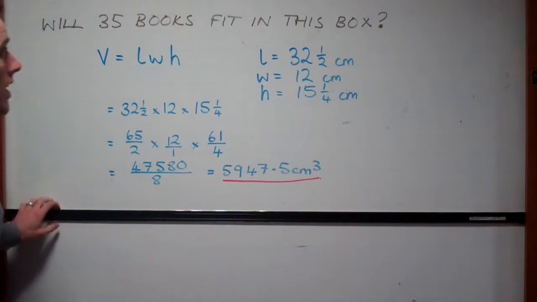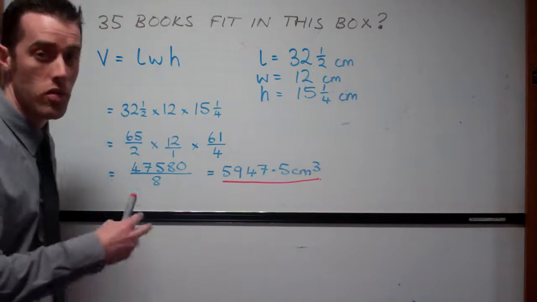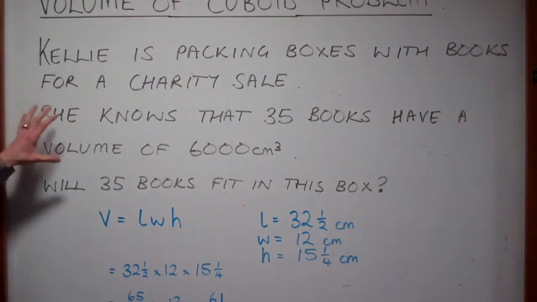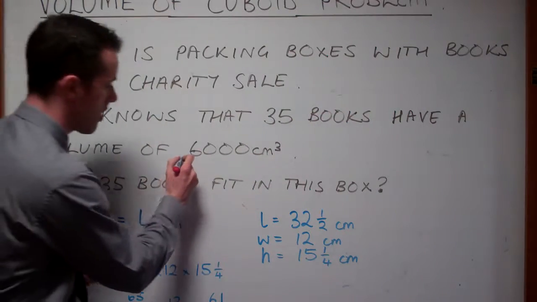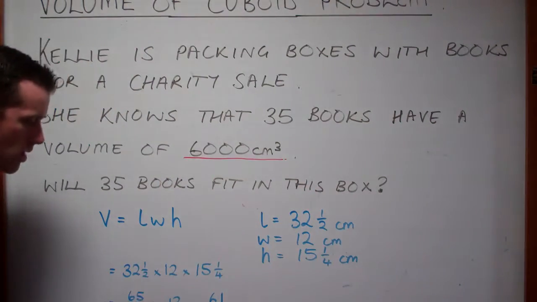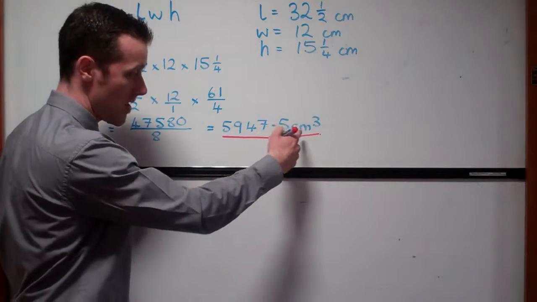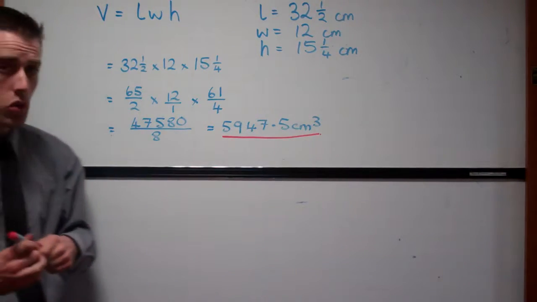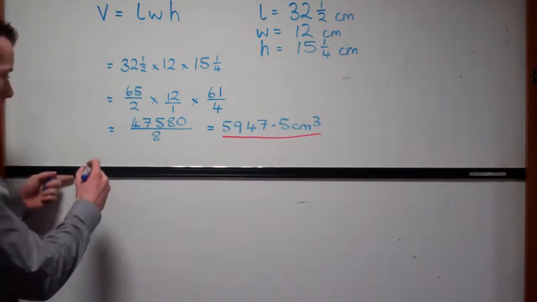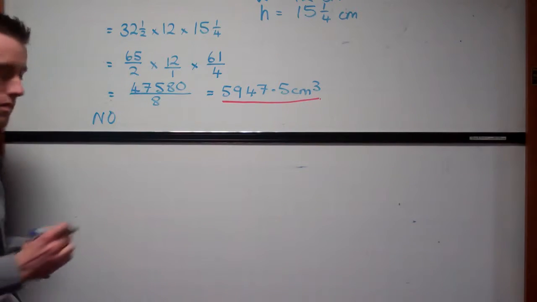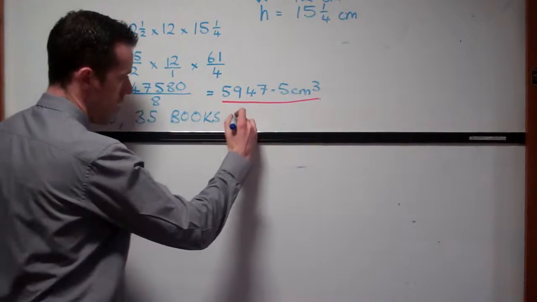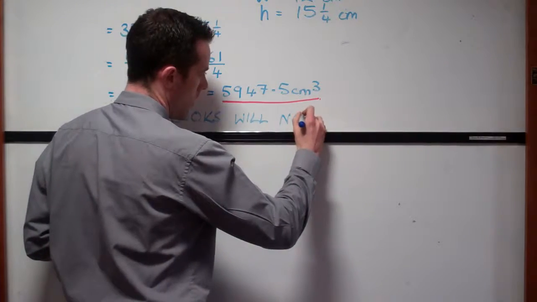So what we've got to figure out now is we'll go back to the question, look at the key points and see what the question was actually asking us to do. Kelly was packing boxes, and she knows that 35 books have a volume of 6,000 cubic centimetres, but will 35 books fit in the box? So the box has a volume of 5,947.5 cubic centimetres, so since this is less than 6,000, that means that the answer to the question is no. 35 books will not fit in the box.